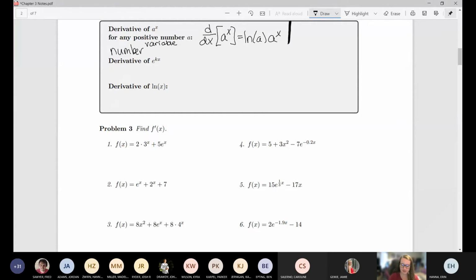But there's also a very special case of this rule that we are going to use way more often. And that's the derivative of e to the x, because remember, e is a number. You will never see me or essentially any other person in this math department use e as a variable. Whenever you see e, it's going to be the number. So the derivative of e to the x is just e to the x. This one is the one you're going to want to focus on for quizzes and exams.